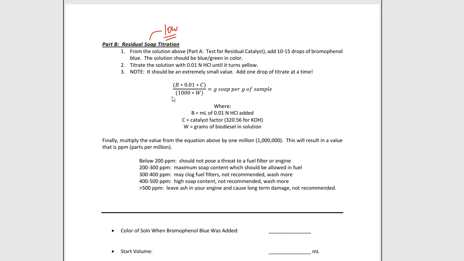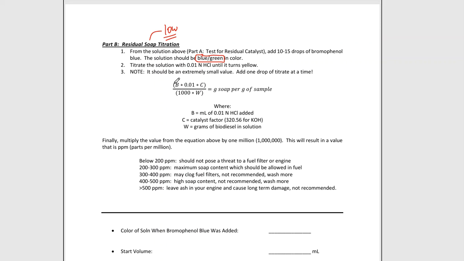as another base. So from the solution from above, part A, test for residual catalyst, we're going to add 10 to 15 drops of bromophenol blue, and the solution should be a blue-green color. All right, so keep in mind that that solution had your biodiesel in it, it had isopropyl alcohol in it, and it had phenolphthalein already. And you should have ended up with a colorless solution in the end. So we're going to take that same container from part A, and then we're going to add 10 to 15 drops of another indicator on top of that. And that other indicator is BPB, bromophenol blue.